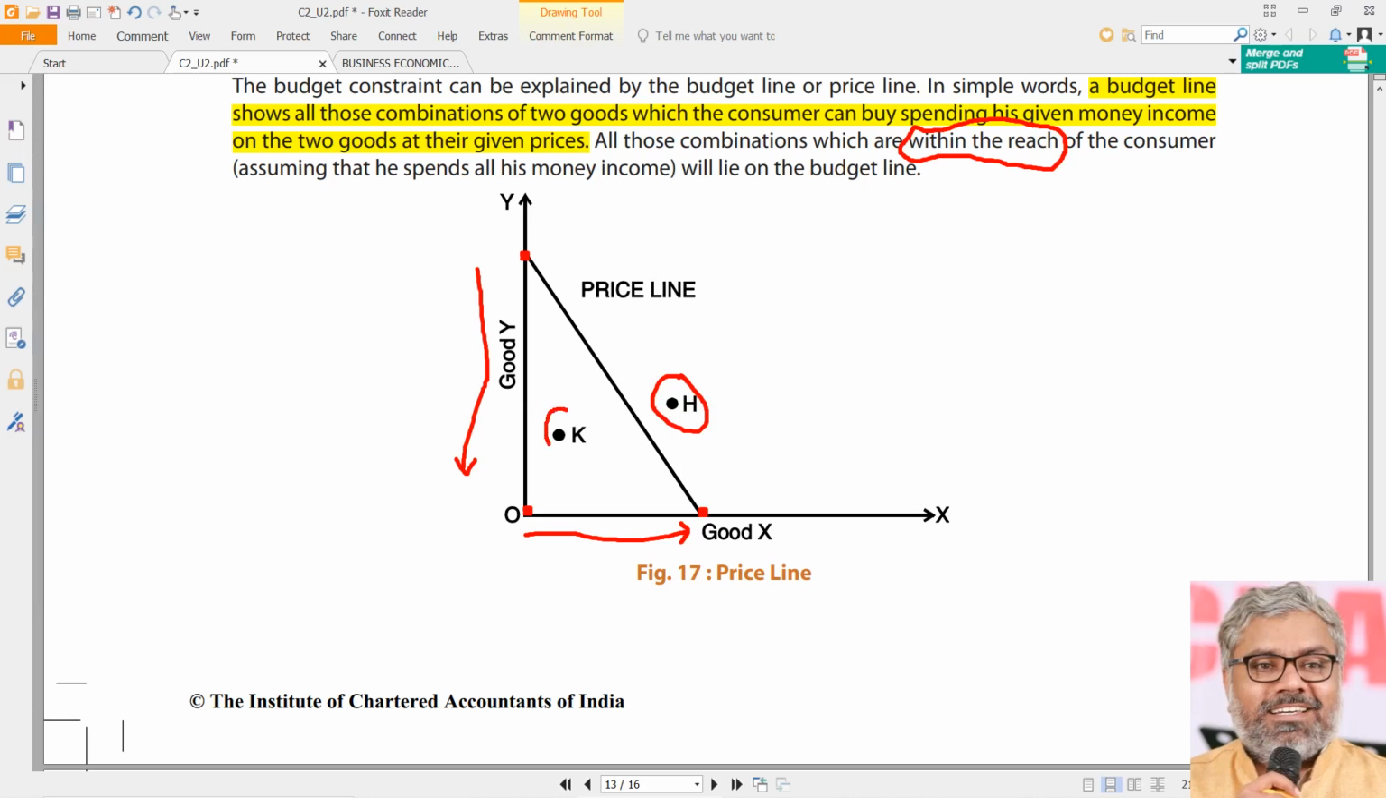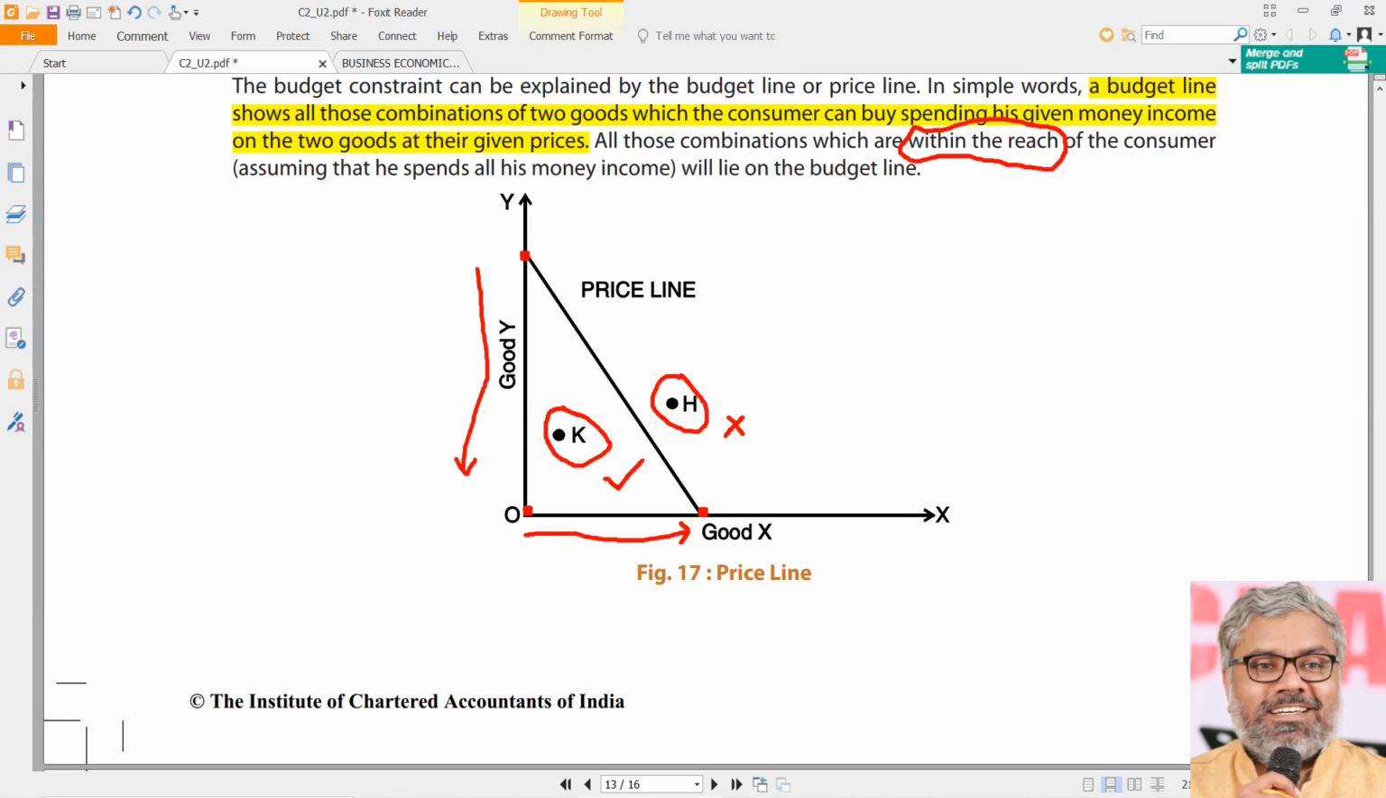But can he have K point? Yes, he can. Because it is within the budget line, K is possible. He can do that. That is his choice. You may call him Kanjus, you may call him whatever names, but that is possible. But this is not possible. This is just impossible. H point is not at all possible. Again, don't bring credit cards, loans and all. That is unnecessary deviation from this topic.